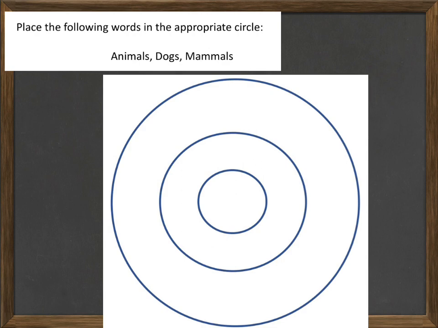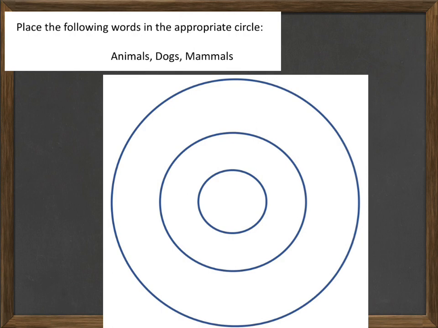Before we begin, I want to explain the importance of this diagram. What I want you to do is pause this video in a minute and place the words animals, dogs, and mammals in the appropriate circle. Then unpause the video to see if you are correct.